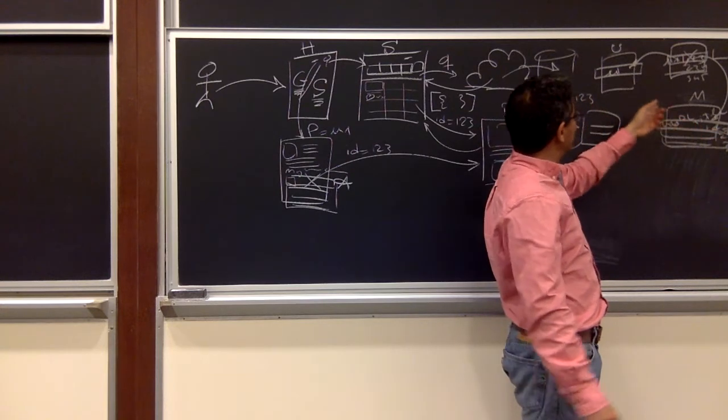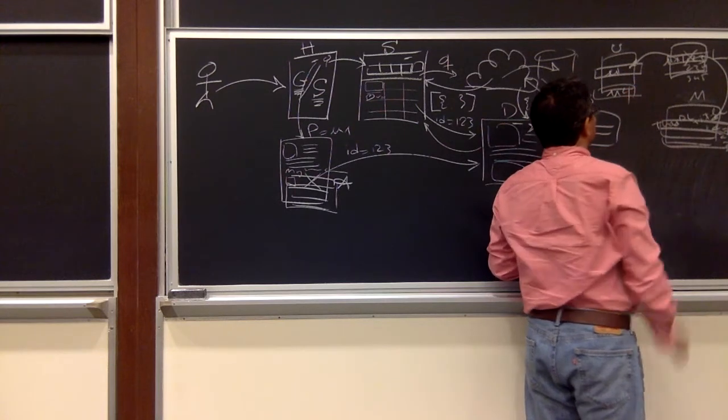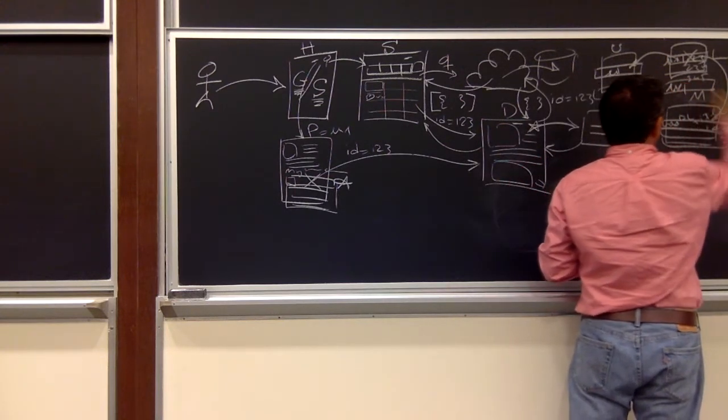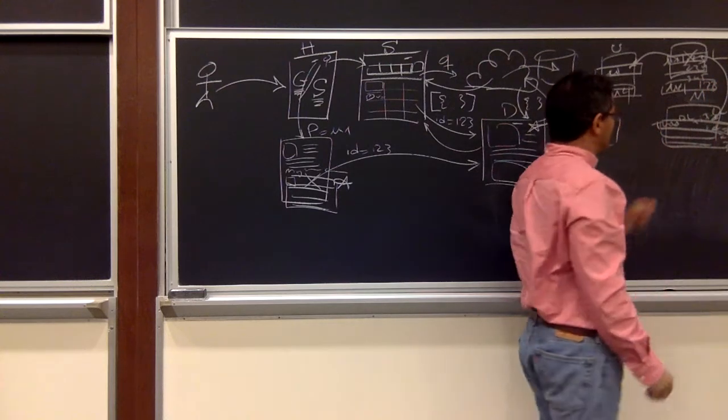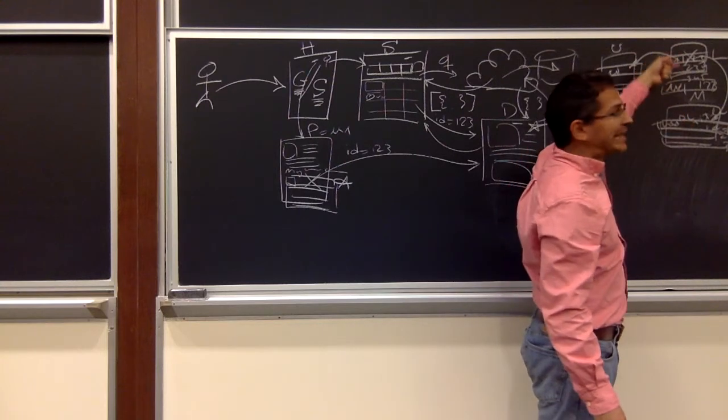So that means that if some other user likes it, user number 4, there'll be some other record here that says user number 4 likes the same movie, 1, 2, 3. There's only one record for movie 1, 2, 3, right? But there might be many likes.